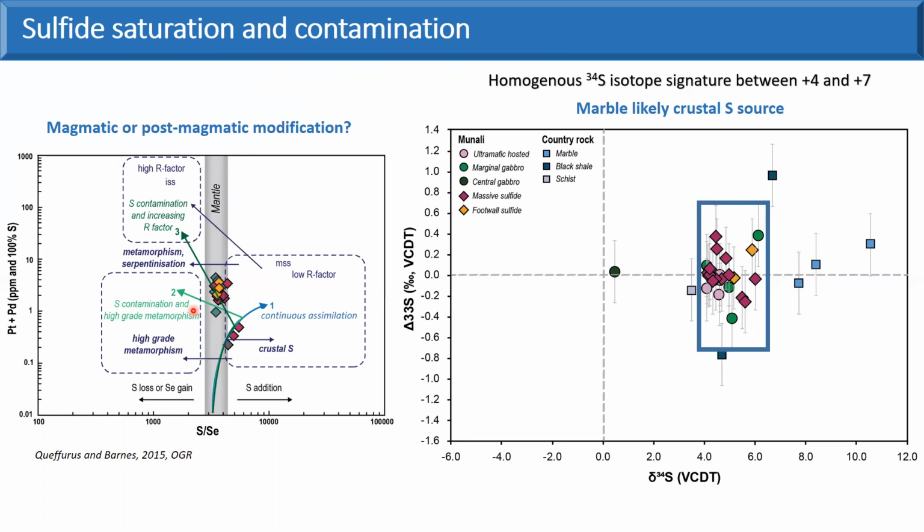And two possible mechanisms for Munali are that we've got a magmatic process where we've got an increase in the R factor of the ores, or potentially we've got a post-magmatic modification where we've had crustal assimilation followed by high-grade metamorphism.